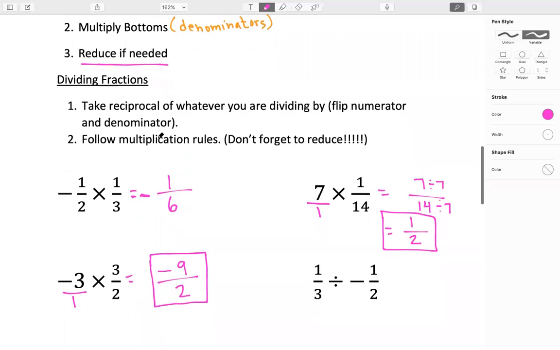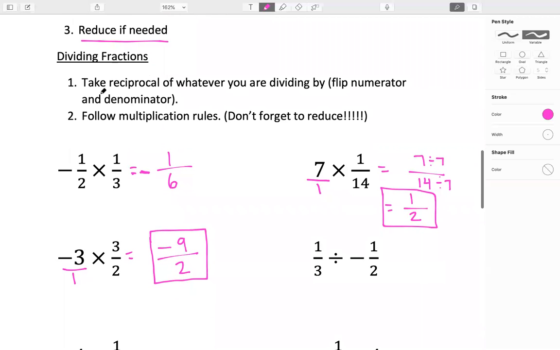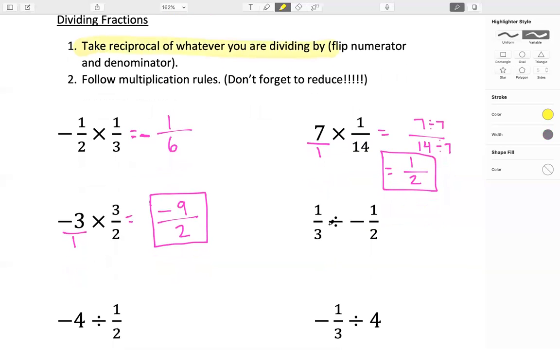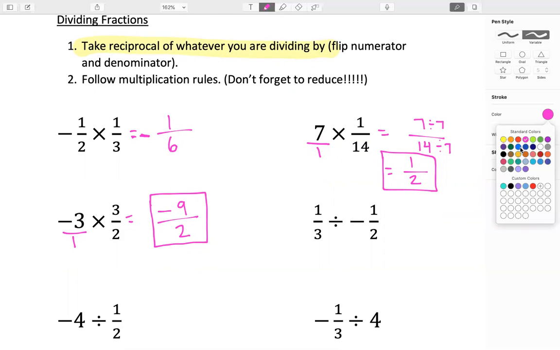With dividing fractions, we're going to first take the reciprocal of whatever you are dividing by. Let's think about what I just said there. Take the reciprocal of whatever you are dividing by. Let's look at this example down here and ask ourselves, what are we dividing by? We're dividing by negative 1/2. So 1/3 divided by negative 1/2. What is the reciprocal of negative 1/2?